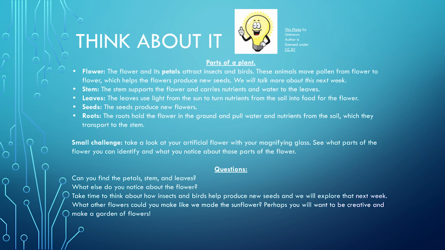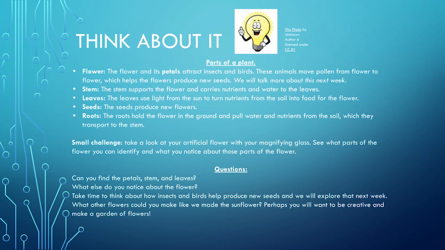Roots. The roots hold the flower in the ground and pull water and nutrients from the soil, which they transport to the stem. So a small challenge. You're going to take out your artificial flower and your magnifying glass. And you are going to see what parts of the flower you can identify and what you notice in those parts of the flower. So, questions. Can you find the petals, the stem, and the leaves? What else do you notice about the flower?